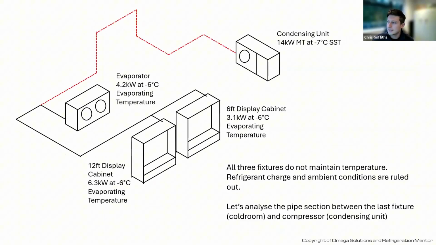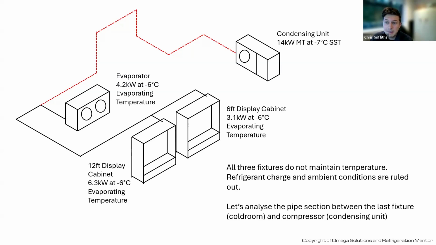So let's say we've traced all that pipework. Here we go. We've got 2 display cabinets and a single cold room. Nice, easy, simple system. And for the purpose of this, let's assume that all 3 fixtures are not maintaining temperature. We've already weighed out the refrigerant charge. We've already checked oil. We've checked that ambient conditions are okay. It's not outside of its design envelope.